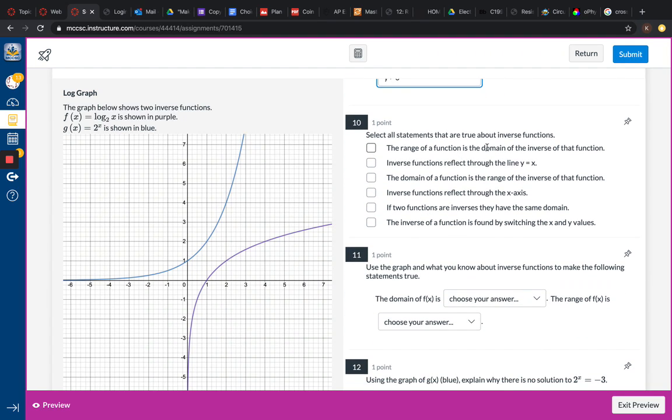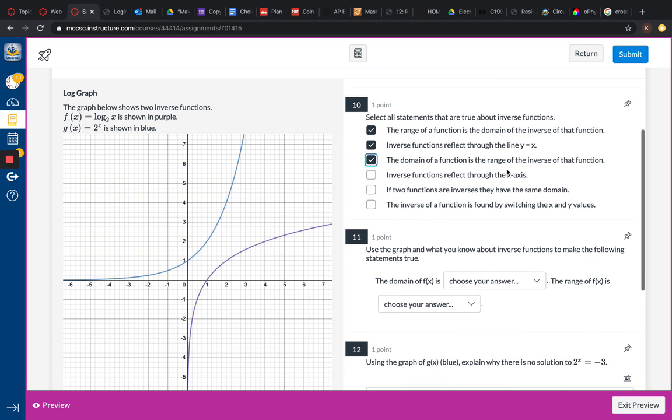So now we get to select all statements that are true about inverse functions. The range of a function is the domain of the inverse. That is true. We just switch x and y, and domain is x, range is y. The inverse functions reflect through the line y equals x. That is also true. The domain of a function is the range of the inverse. That is true. We're flipping our x and y. Inverse functions reflect through the x-axis. That is not true. They do not reflect across the x-axis.